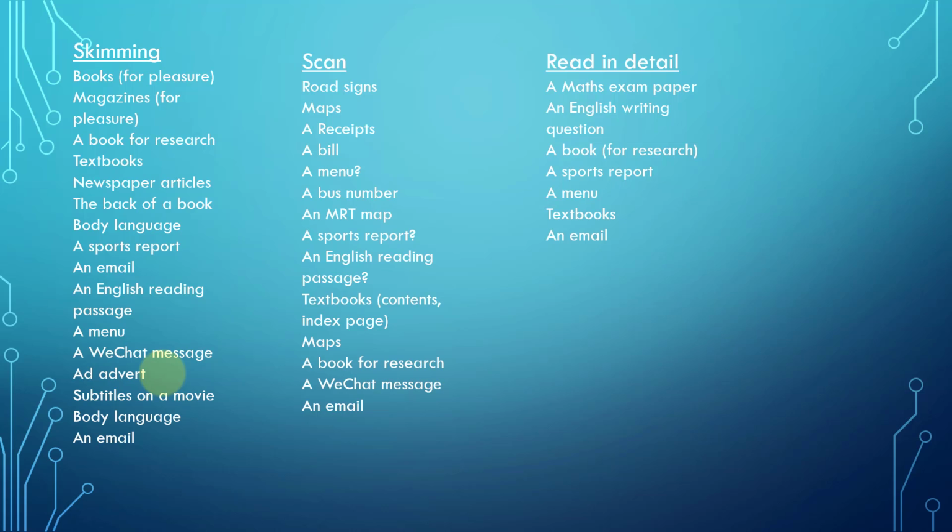Okay, so earlier I asked you to write down some of the things you skim, what you scan, and what you read in detail. So these are some of the things that I wrote down. Couple of things. There is no one right answer. At different times we would read different things in different ways. So for example, a WeChat message. So I put a WeChat message, but it could be any other social media app. So it could be Line, Kakao Talk, WhatsApp, Facebook Messenger.